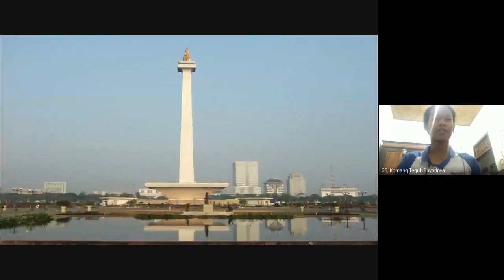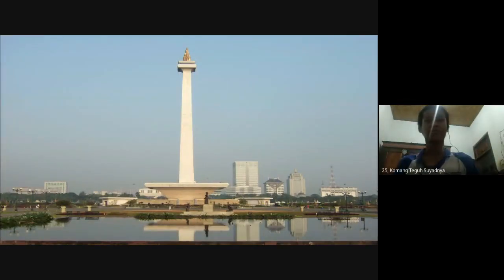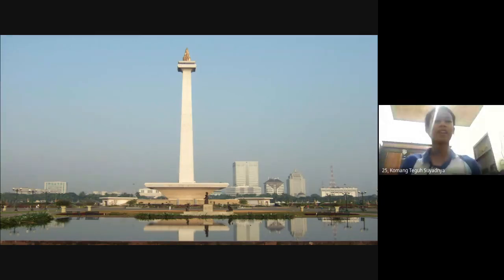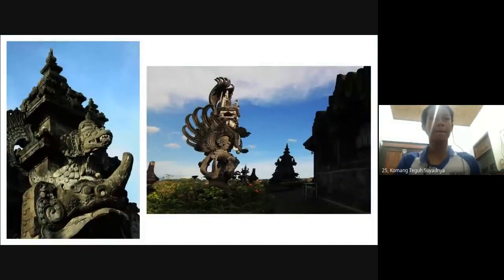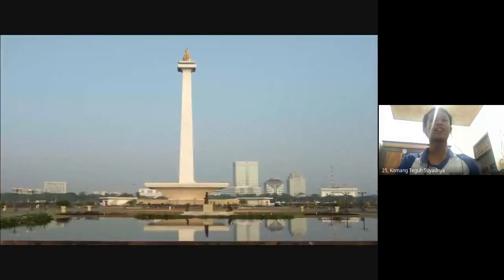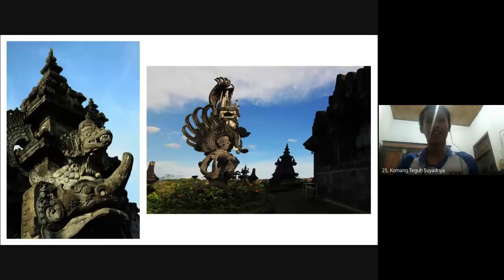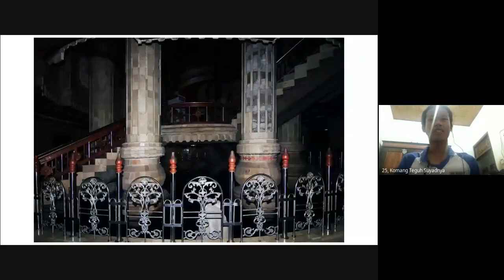If Jakarta, the capital city of Indonesia, has Monas, which is a national monument, Bali has Bajra Sandi. They both aim as a memorial monument. The architectural design of the Bajra Sandi monument represents a Balinese architecture design with many unique carvings and sculptures.